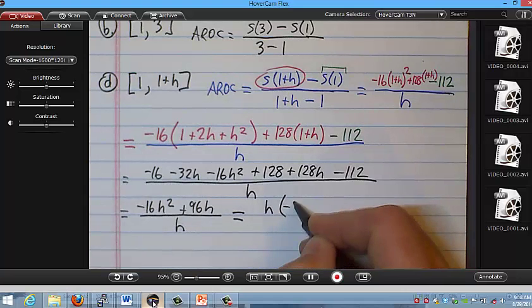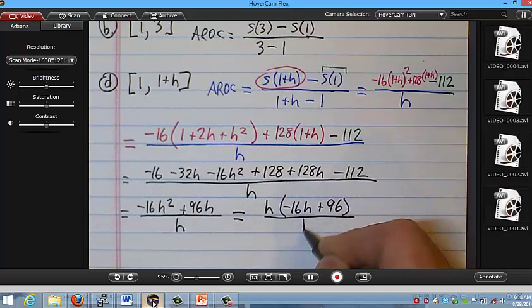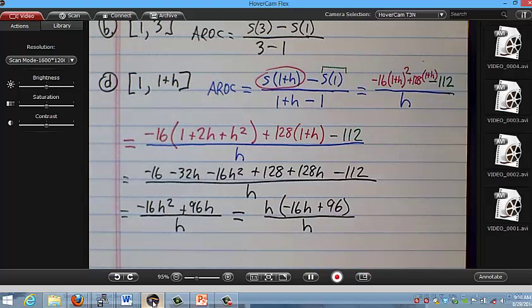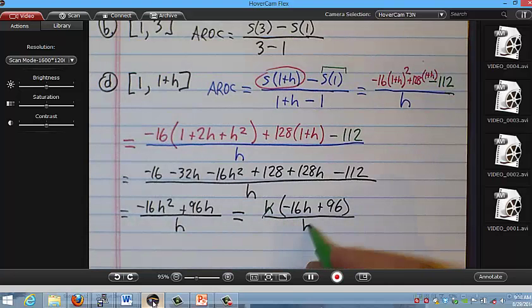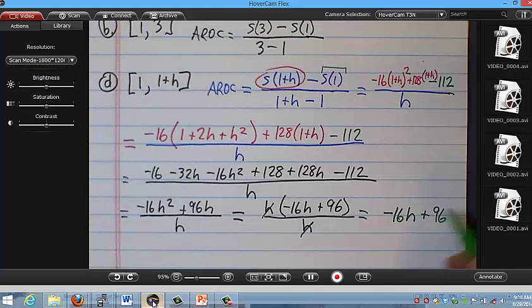You have to factor out the h in order to cancel it. So if I do something like this, now I can get the h out of here. So, what do we have? The answer would be negative 16h plus 96. Negative 16h plus 96.